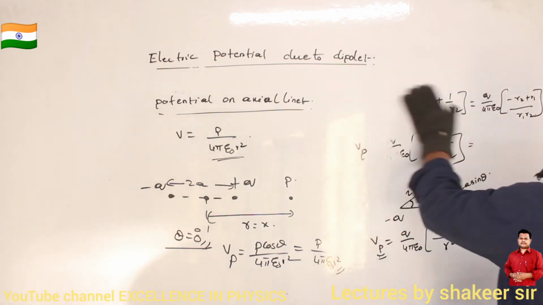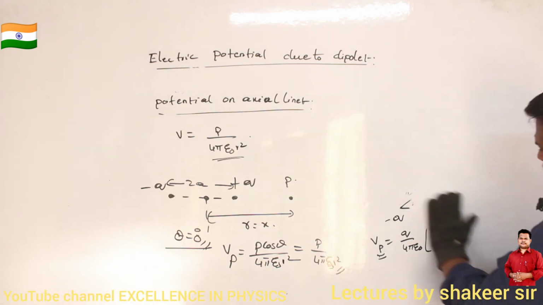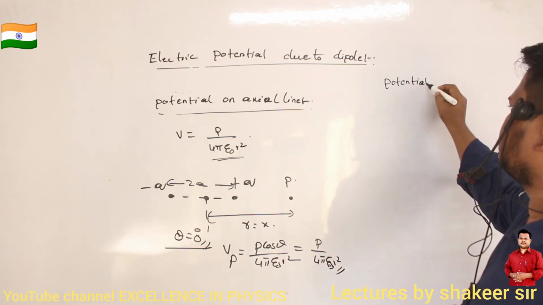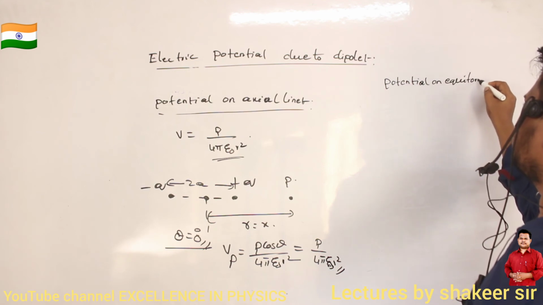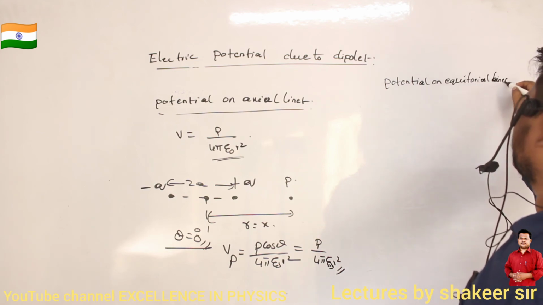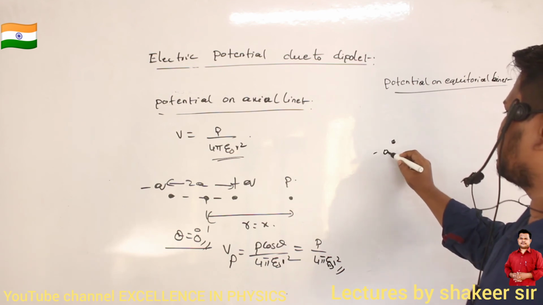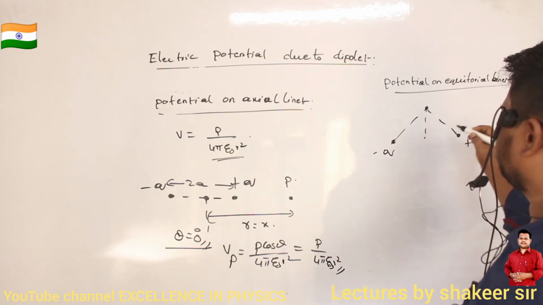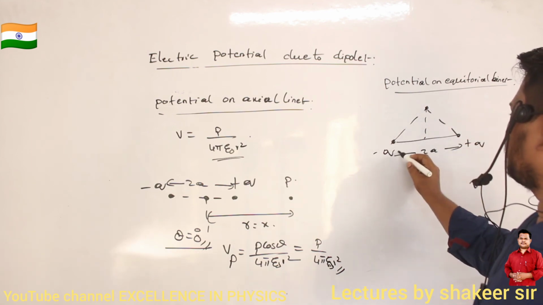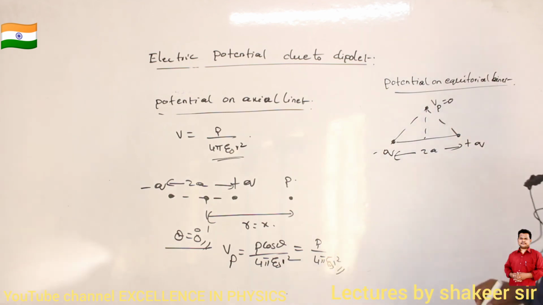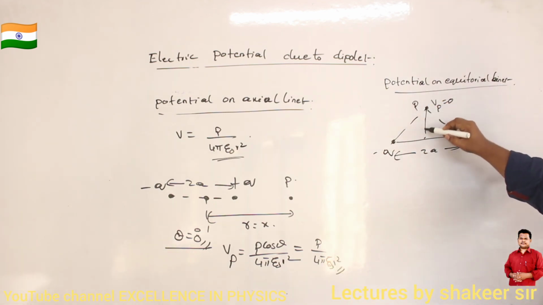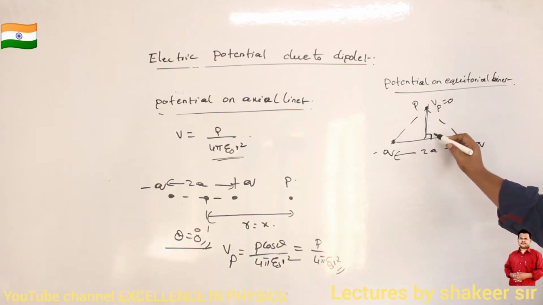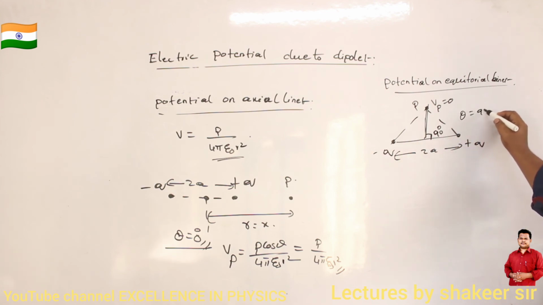Similarly, if I want the potential on the equatorial line, how much is the answer we got previously? For example, this is minus Q and this is plus Q. So here at this point, what is the potential I got? Come on. 0. Potential at point P I got 0. Now this point P, how much angle is it making with respect to the center of this dipole? It is making an angle of 90 degrees. So theta is equal to 90 degrees.